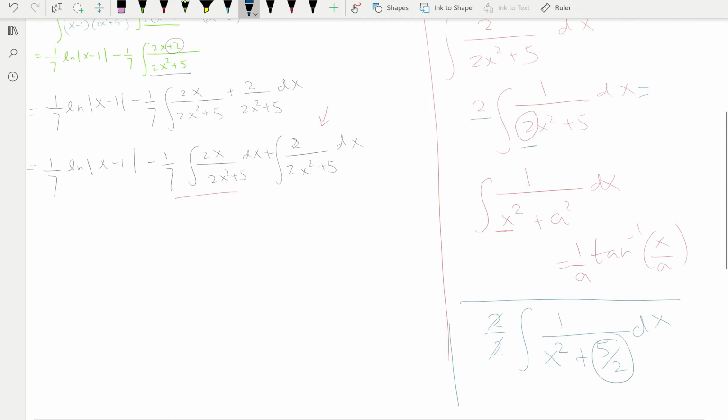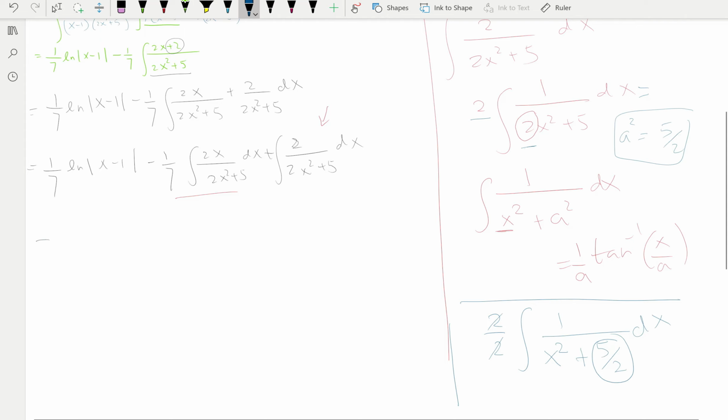So guess what a is now? So a square is 5 over 2, then a square is 5 over 2. So what do you think? a is the square root of 5 over 2. So it's not the most beautiful answer that you get for a, but it is what it is.